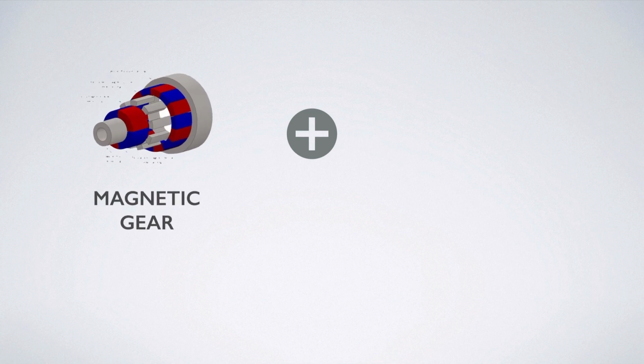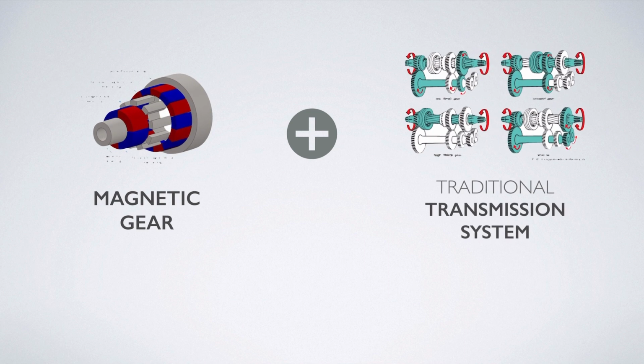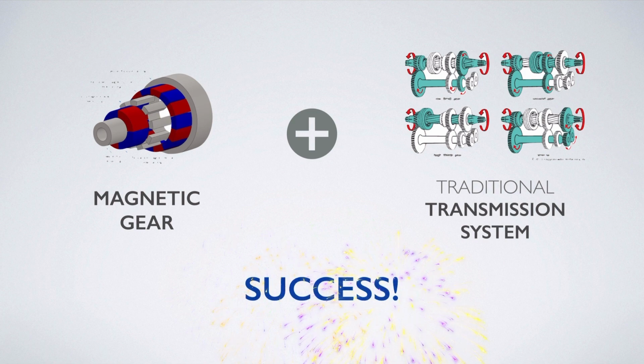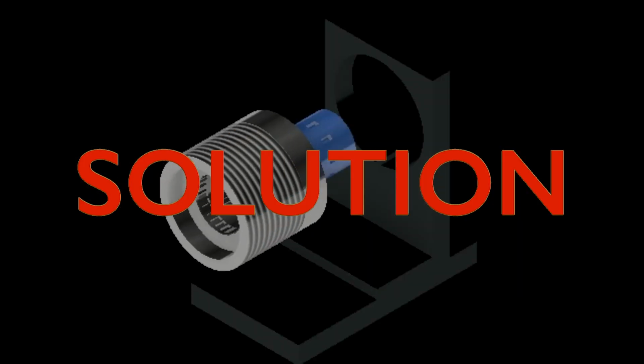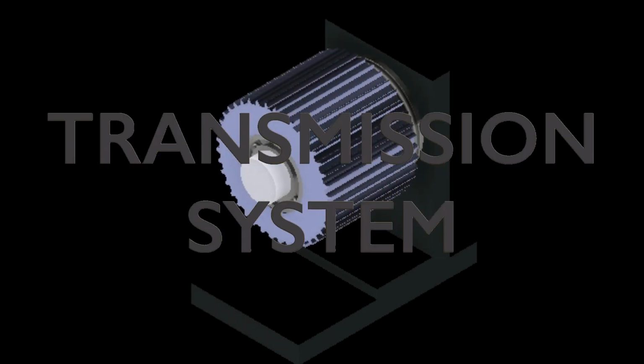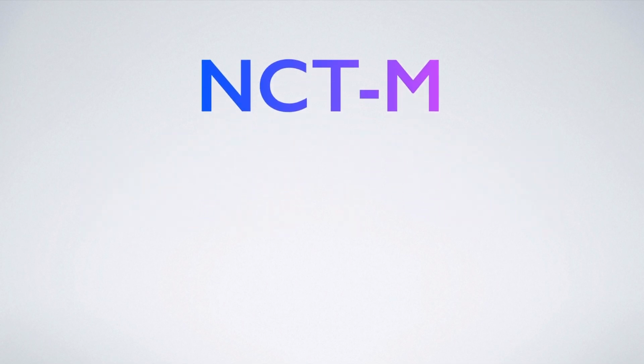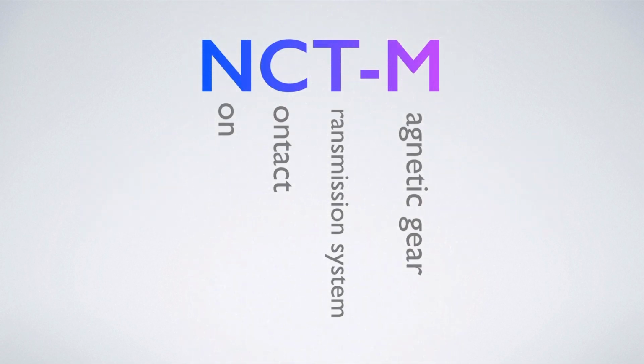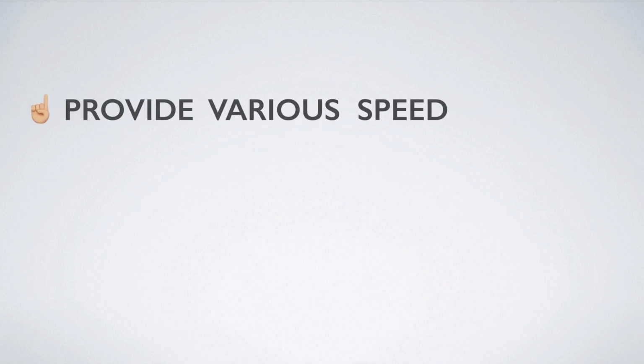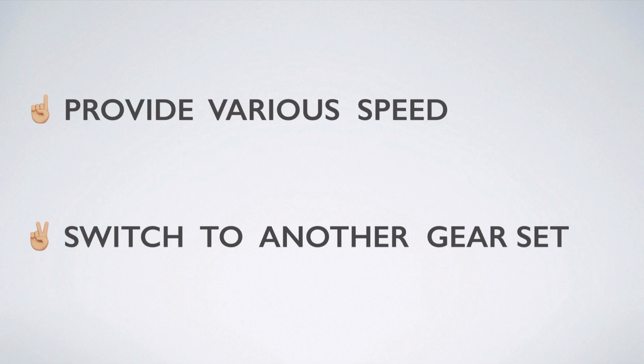In this project, we tried to combine magnetic gear and traditional transmission system. And we succeeded. We invented new transmission system by using magnetic gear, introducing our solution to the traditional transmission system, NCT-M. NCT-M stands for Non-Contact Transmission System Using Magnetic Gear. We designed NCT-M to fully provide all functions of traditional transmission system. First, provides various speeds. Second, be able to switch to another gear set.